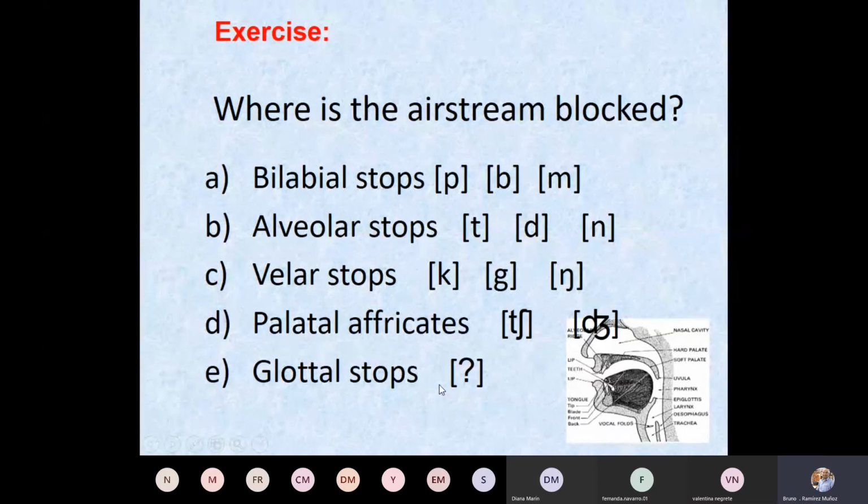All right, let's review some of the answers that you have. Do I have any volunteer? You can take A, B, C, D, or E. Can I have a volunteer for this one, for this exercise?